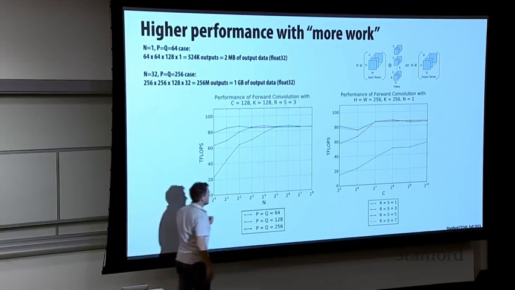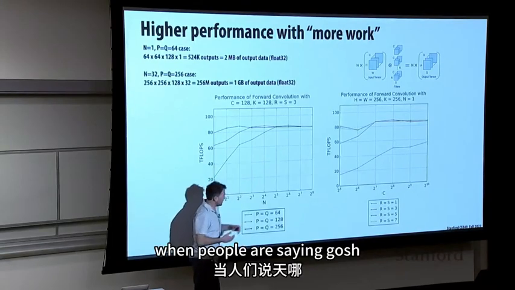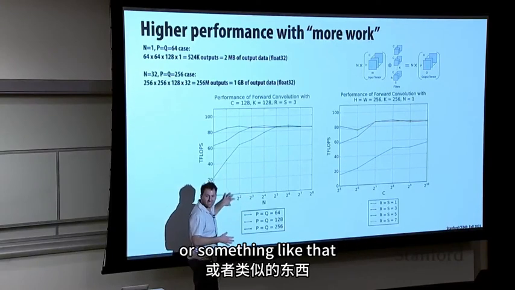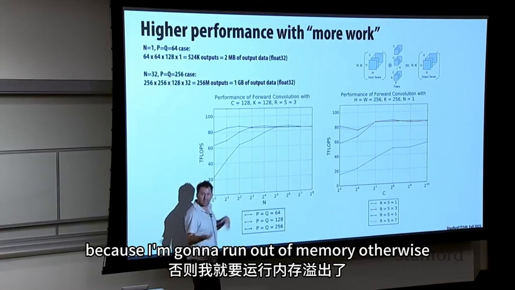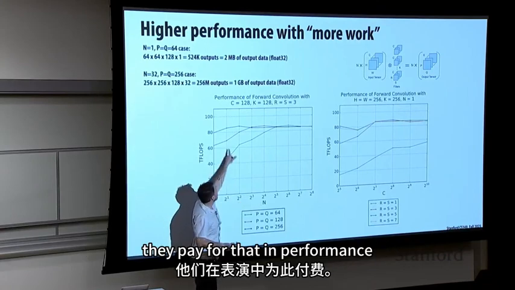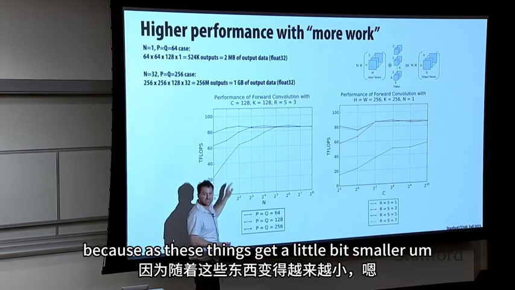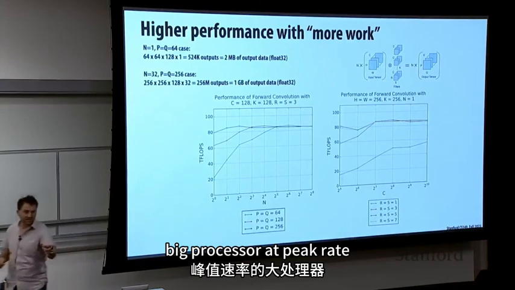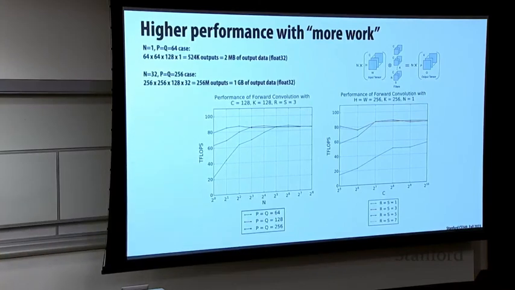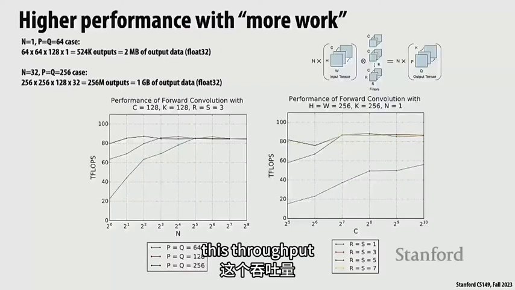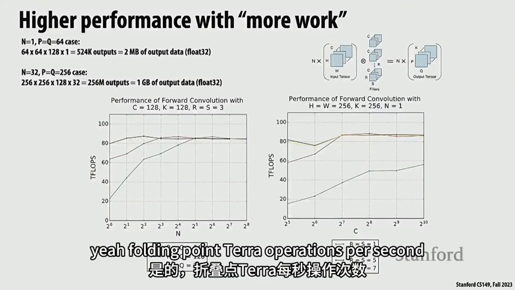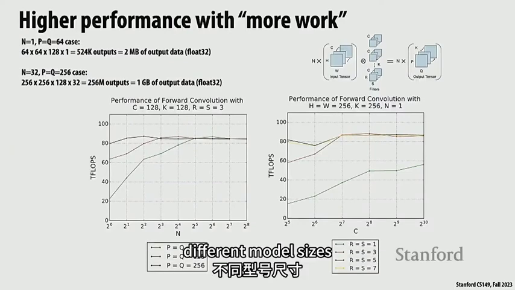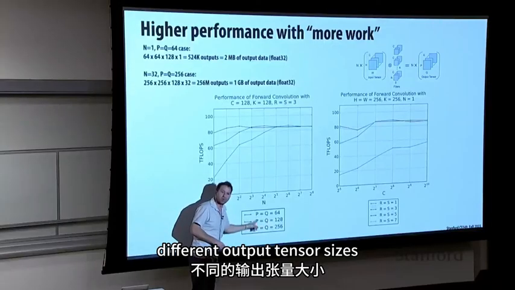Right? So when people are saying, gosh, with these big neural networks, I can only run batch size 2 or 3 or something like that because I'm going to run out of memory otherwise, they pay for that in performance, because as these things get a little bit smaller, you're not going to be able to run this big processor at peak rate. Just remember, the y-axis here is throughput, floating point tera operations per second. So higher is better. These 3 different lines are 3 different model sizes, different output tensor sizes.